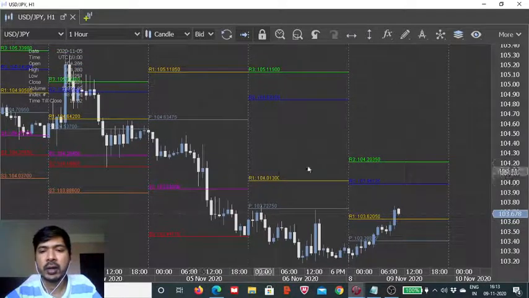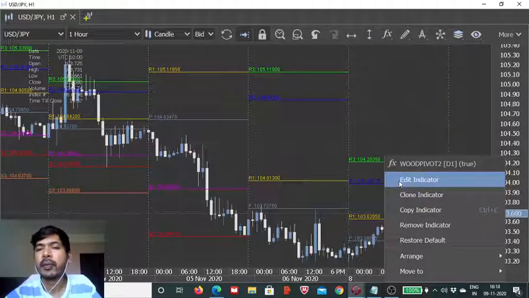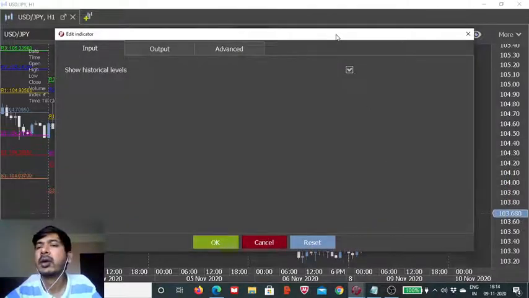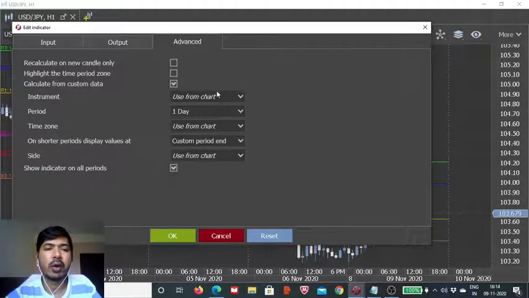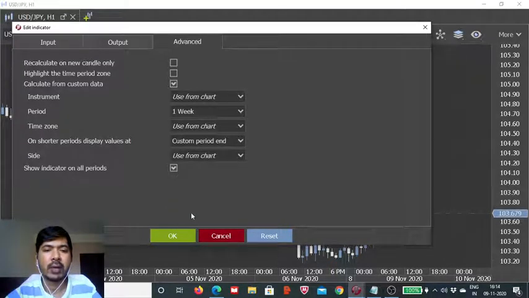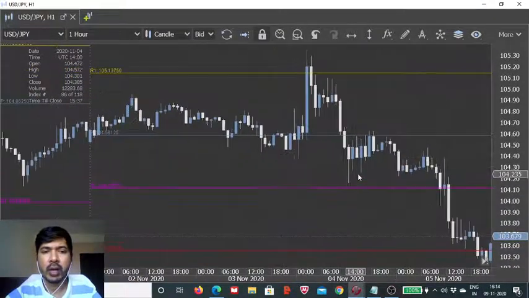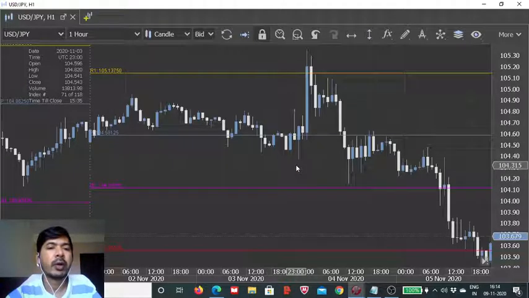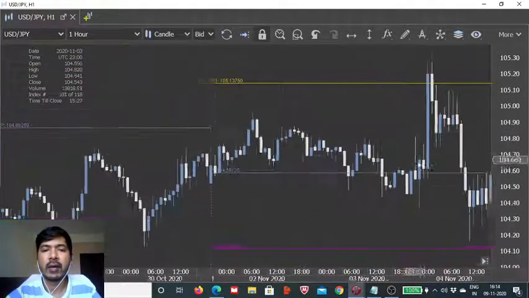Now coming to its customization, if you are looking for the intraday trading opportunities, then this daily time frame customization is good enough. But if you want to use it on the larger time frame for the swing trades, then you can even give it a try for the weekly or monthly time frame. So this is how the weekly will be plotted. Now you get the central pivot point which will be valid for the entire week, and you get the key resistance and support levels which are valid for the week.